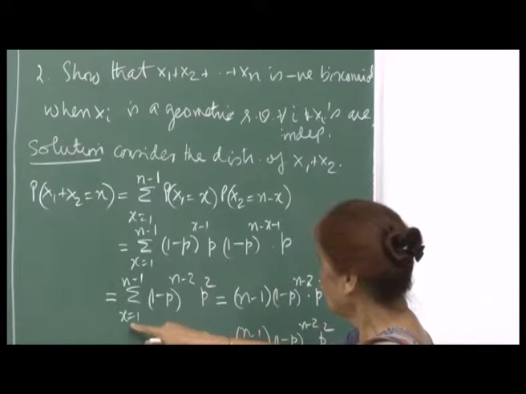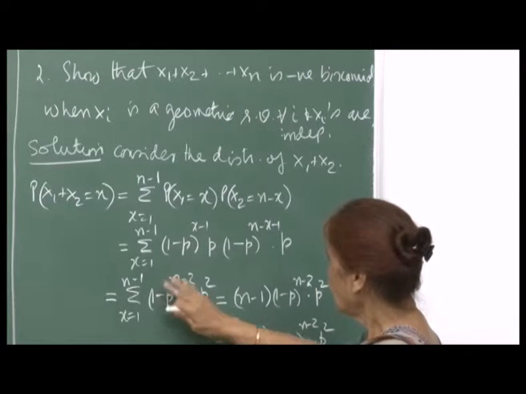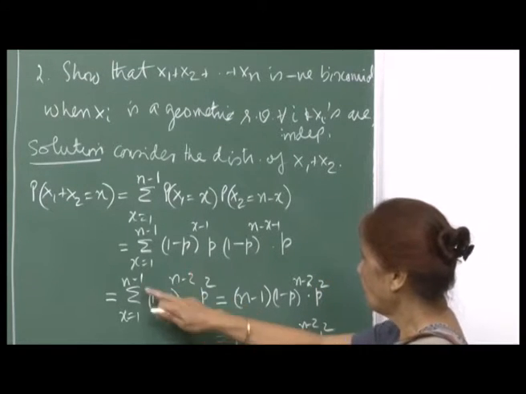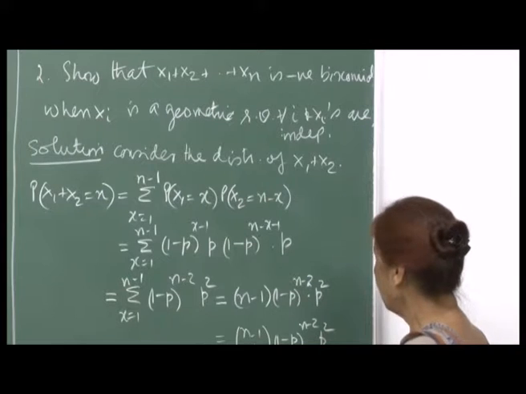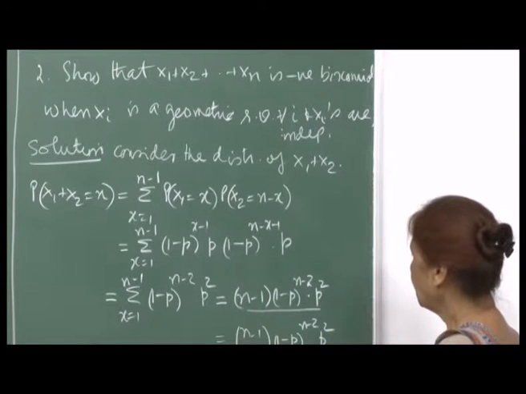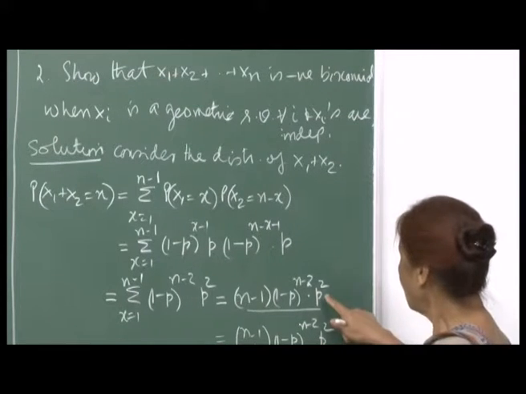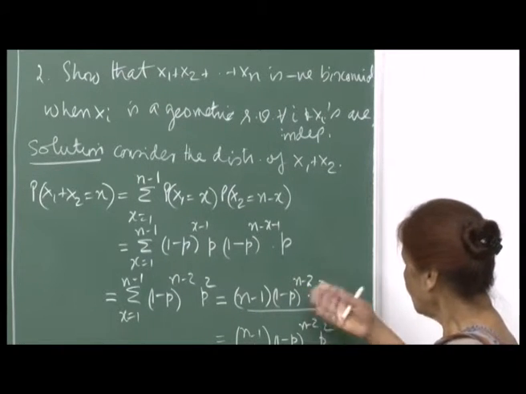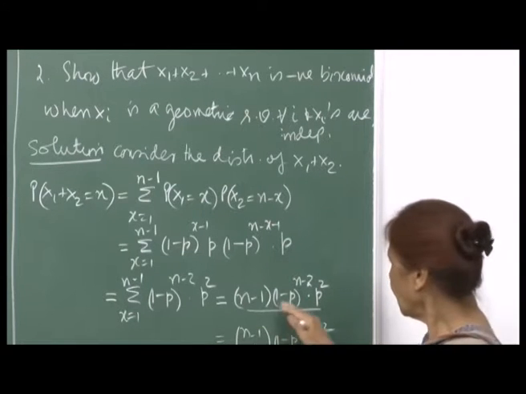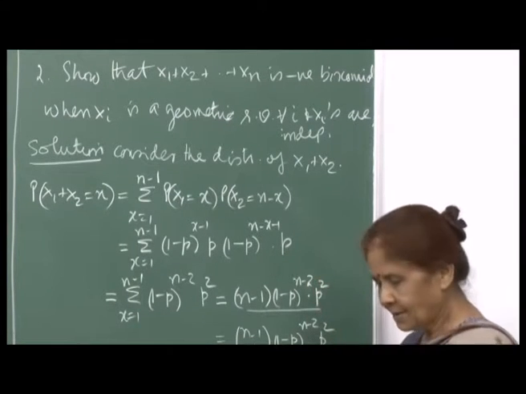So, this is equal to the sum over x from 1 to n minus 1 of (1 minus p) raised to n minus 2, times p squared. But x is not present here, therefore you just add up these terms n minus 1 times. So, this is (n minus 1) into (1 minus p) raised to n minus 2, into p squared. Now, this you can see is the probability that out of n trials, 2 are successes and n minus 2 are failures. So, this is the probability of 2 successes in n trials, where the second success occurs at the end.